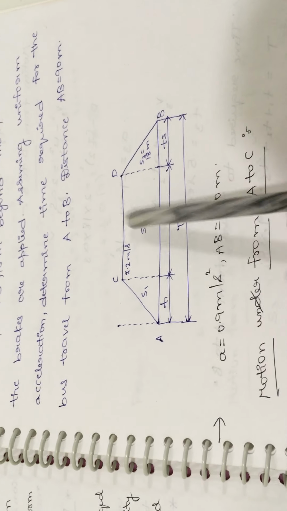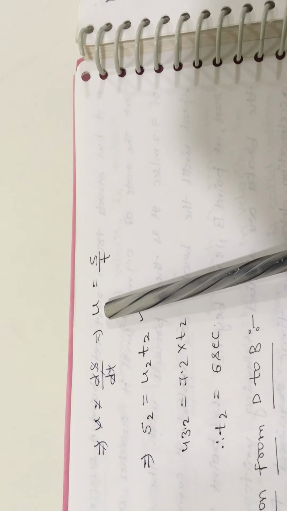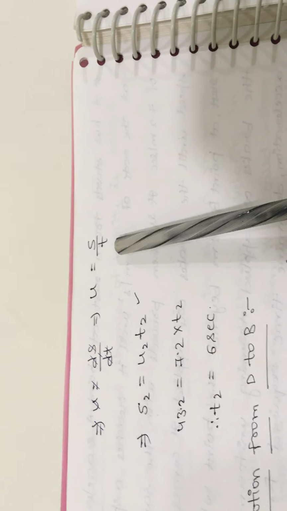Next, how to calculate the T2 value for the second stage? From the basic terms, you know that the rate of change of displacement is nothing but velocity. So from that statement we know that u is equal to s by t, and the u value is given in the question, and the s value we have calculated. Substitute the two values in this formula, and you will get the T2 value as 6 seconds.